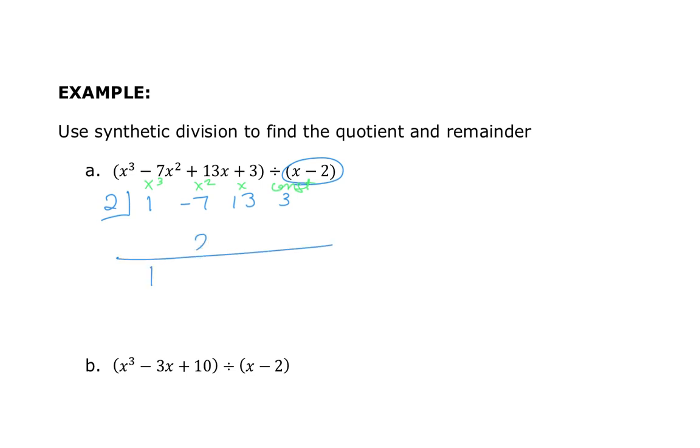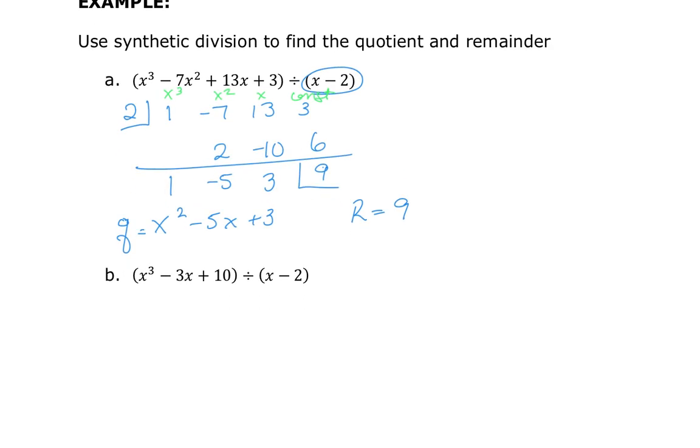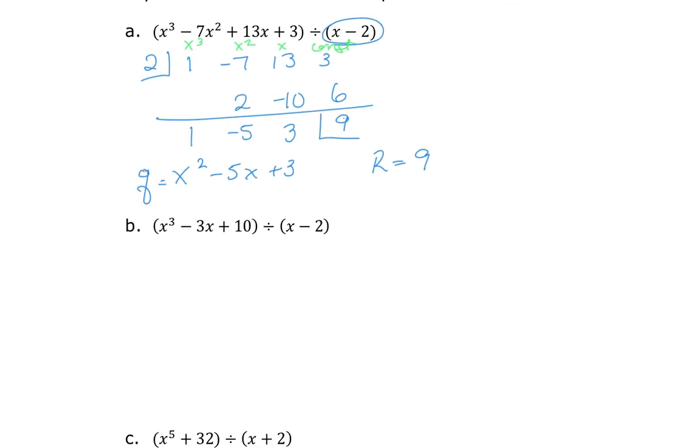1 goes here, 2 goes here. That gives me negative 5. Negative 10 goes here. Those add together, giving me 3. 6 goes here. This gives me 9. So my quotient is x squared minus 5x plus 3. This is my quotient. My remainder is 9. That tells me that this polynomial is not a factor of this polynomial. Let's do the next one.